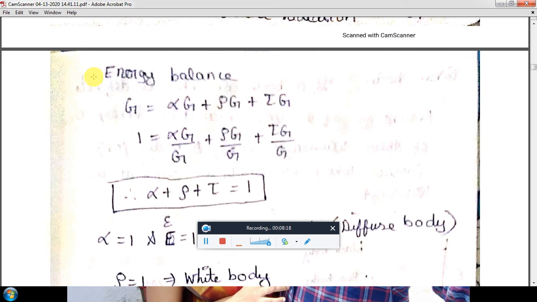So when you bring this irradiation to the right hand side, divide the equation on both sides by G, which is the irradiation, then you will get 1 on the left hand side, equal to alpha G by G plus rho G by G plus tau G by G. From the previous concept, alpha G by G is alpha, rho G by G is rho, tau G by G is tau, transmittivity. Alpha plus rho plus tau is equal to 1.